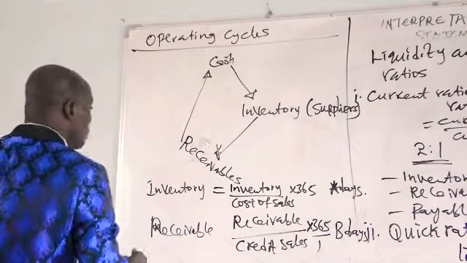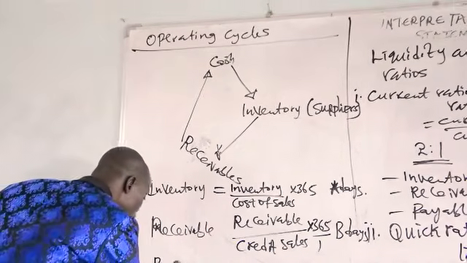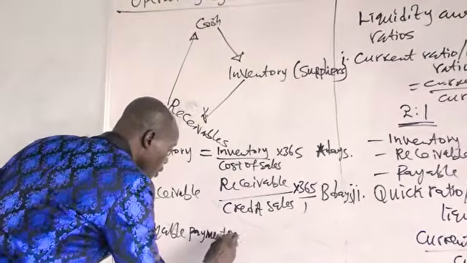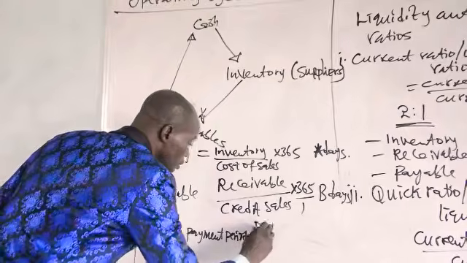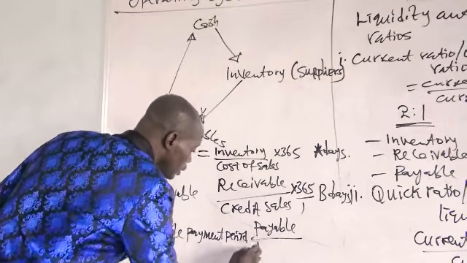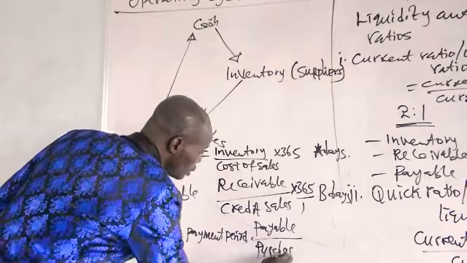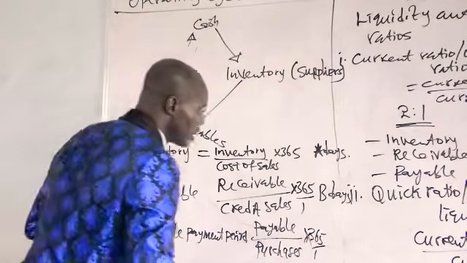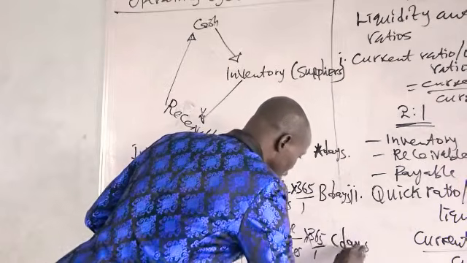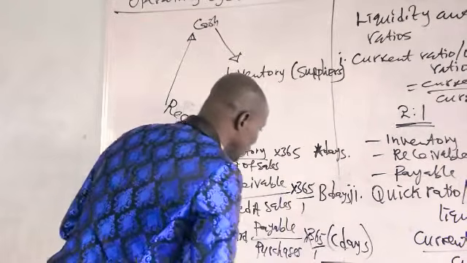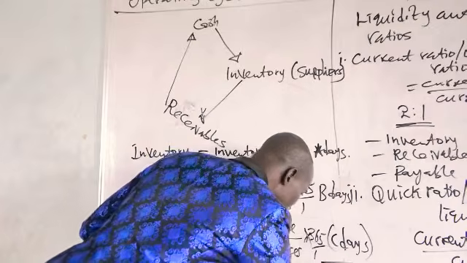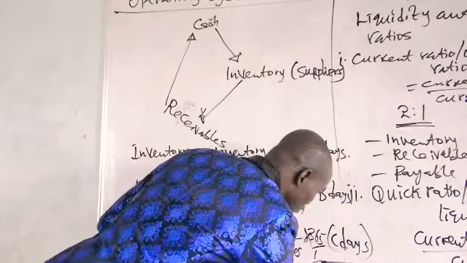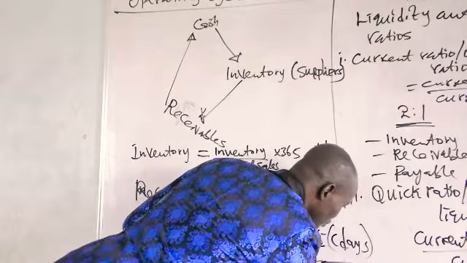Then you compute the payable payment period. That will be payables over credit purchases times 365 days. That will give you C days. This one will be subtracted. So your operating cycle will be A plus B minus C days. That is for a trading business.